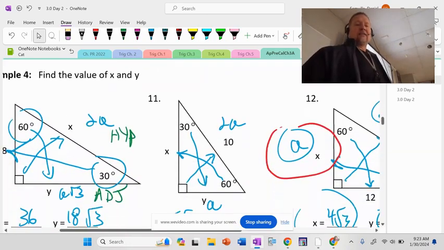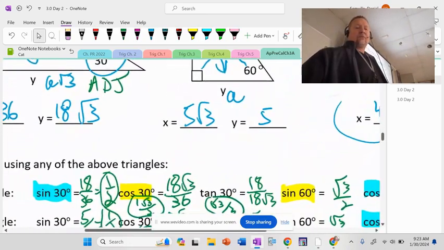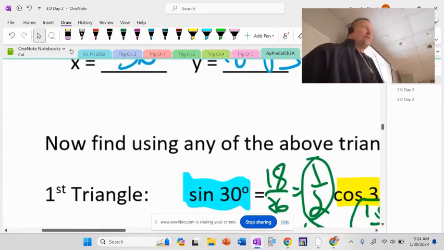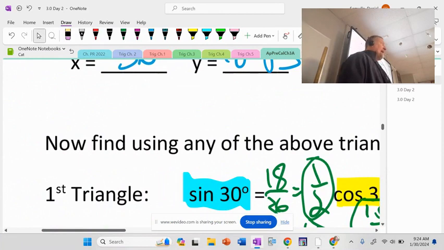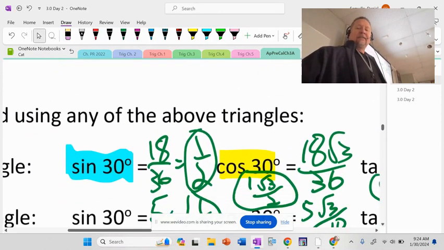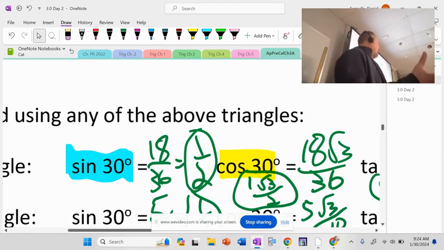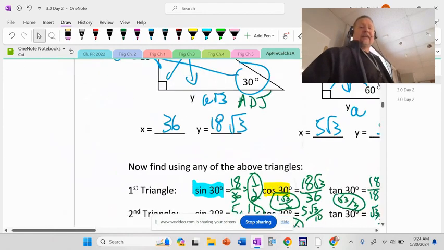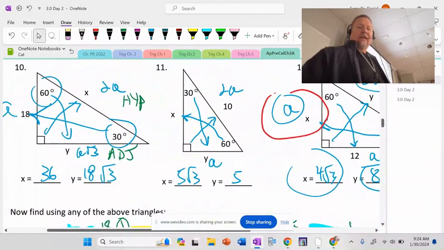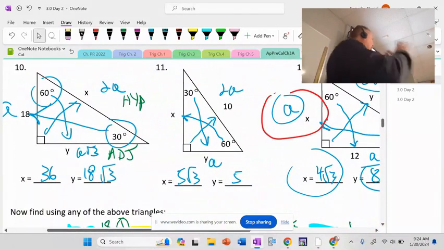So I went across on the first one. On the first triangle, 18 over 36 is what? 1/2. Okay. And then for cosine, it was 18 root 3 over... Did you at least do that right? Okay, so I guess I didn't. Did I cover all these side measures first of all? Sorry, I probably didn't do that. Did I? I can't remember. I did. Okay.